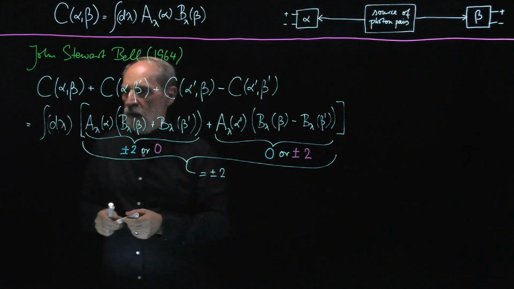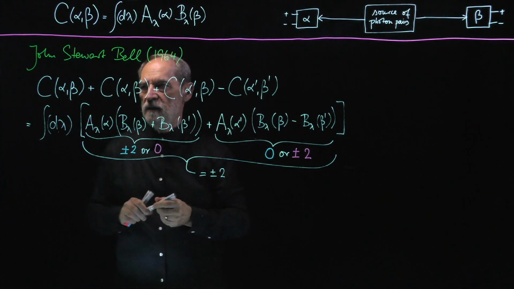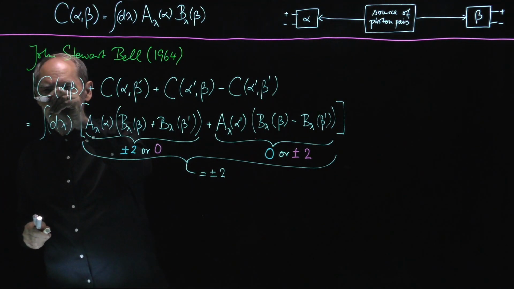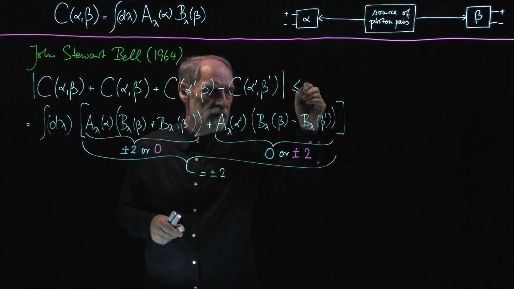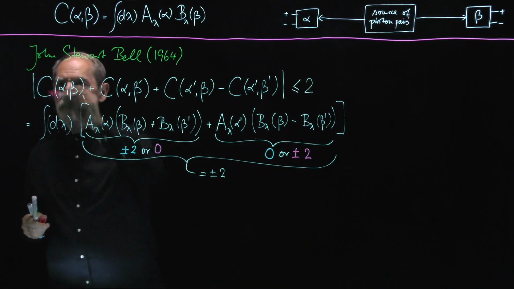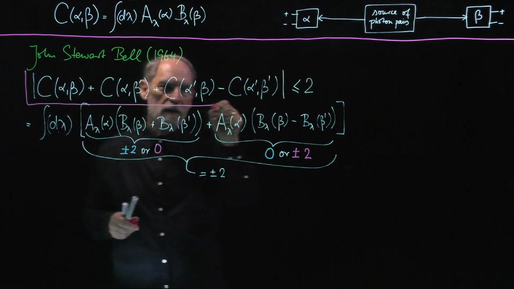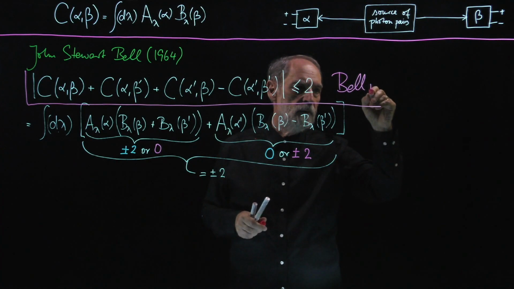So, what I'm now summarizing is that the absolute value of the expression that we began with can never be larger than 2. And this statement is the so-called Bell inequality.